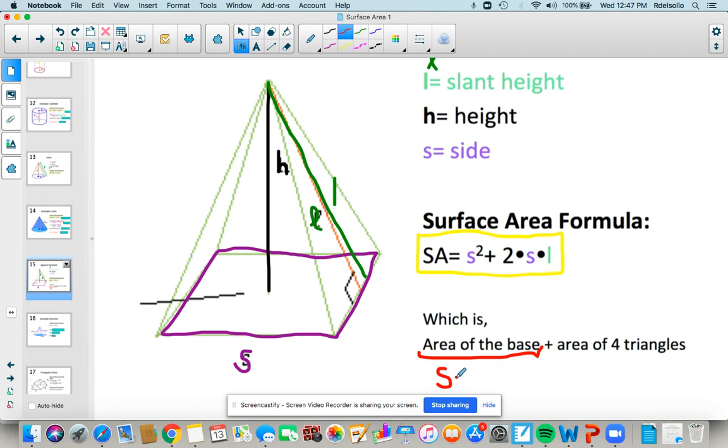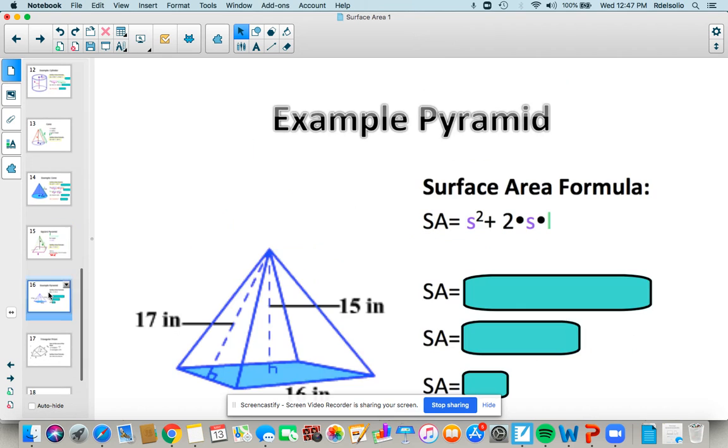So you do side times side to find the area of a square, which is the same thing as side squared. And then the area of 4 triangles, so you'd have to find the area of the 4 triangles, and you could add those together. So you could do it that way as well, but for now we're going to focus on the formula. So let's look at an example.